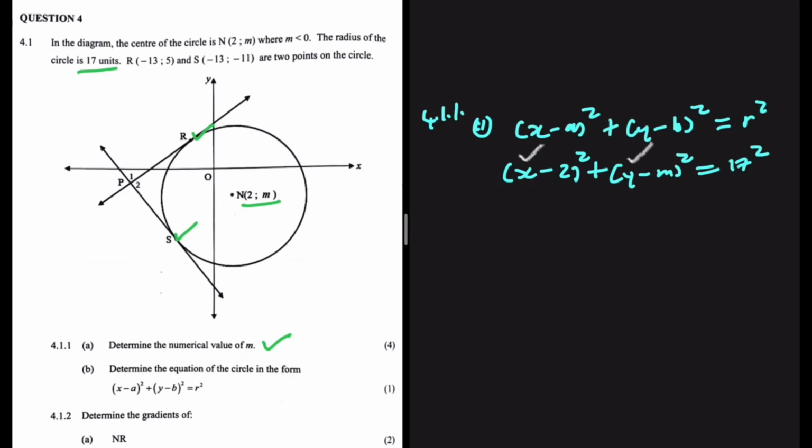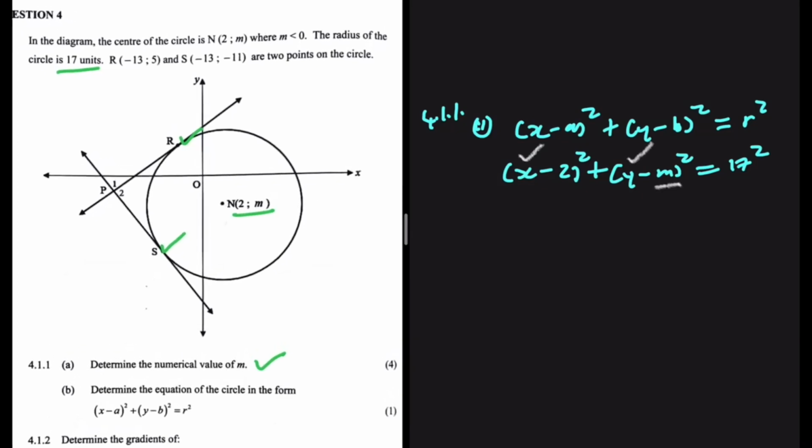The only variable that we're going to have is m. So we can either substitute the coordinates of R or the coordinates of S and get the value of m. The coordinates of R are minus 13 and 5. If we go ahead and substitute that, we're going to have (minus 13 minus 2) squared plus (5 minus m) squared being equal to 17 squared.